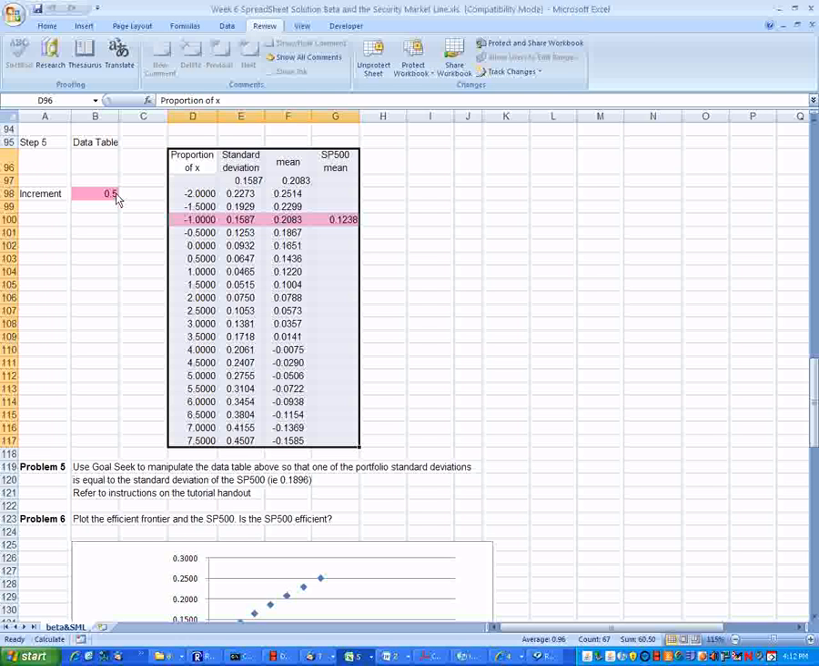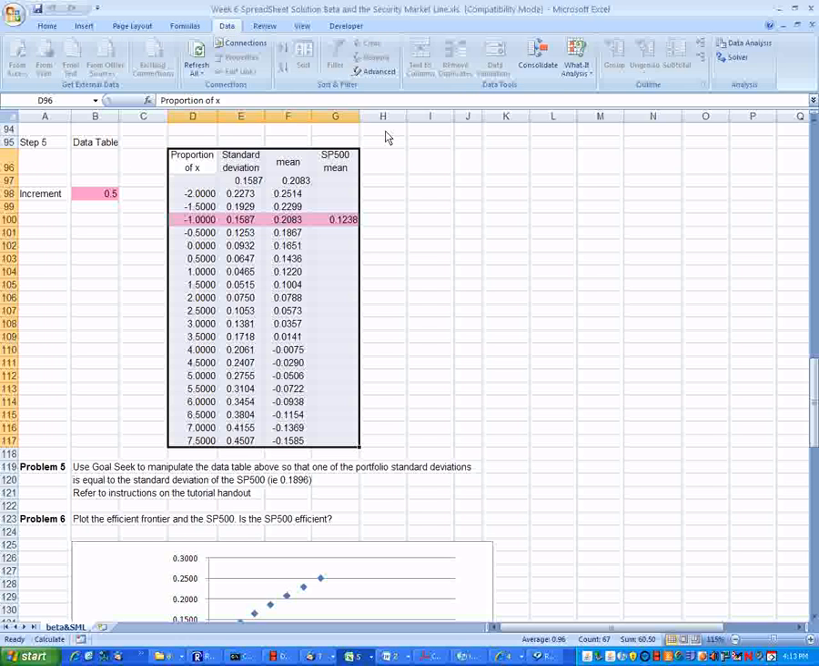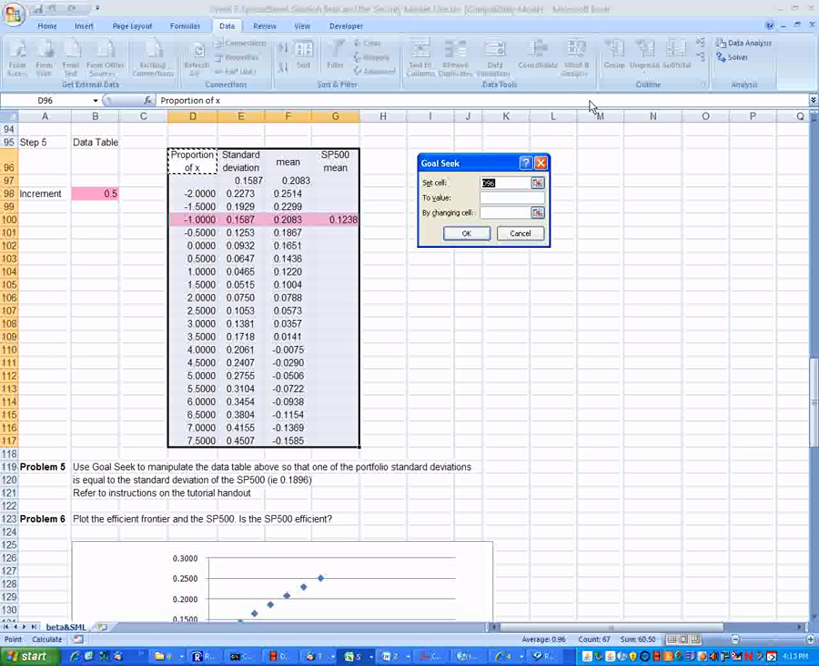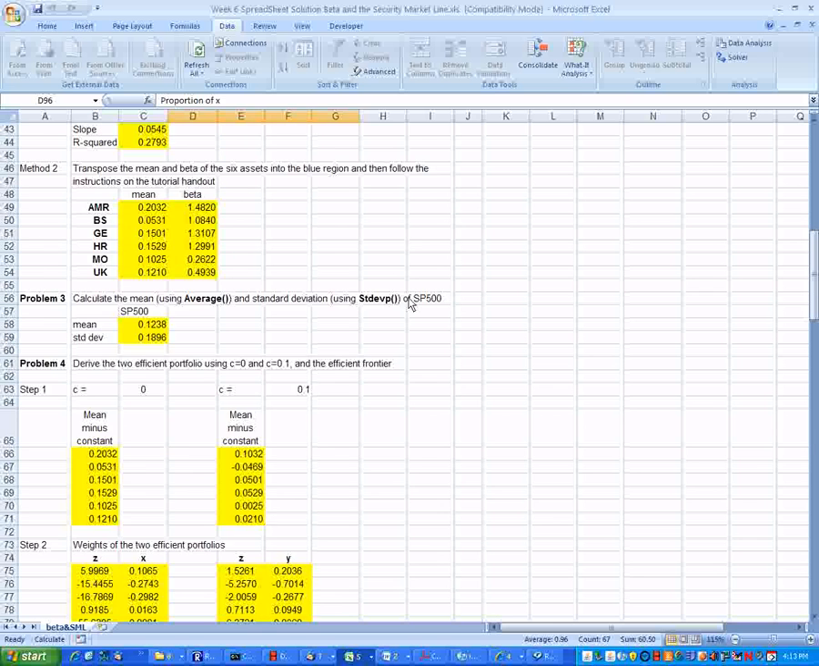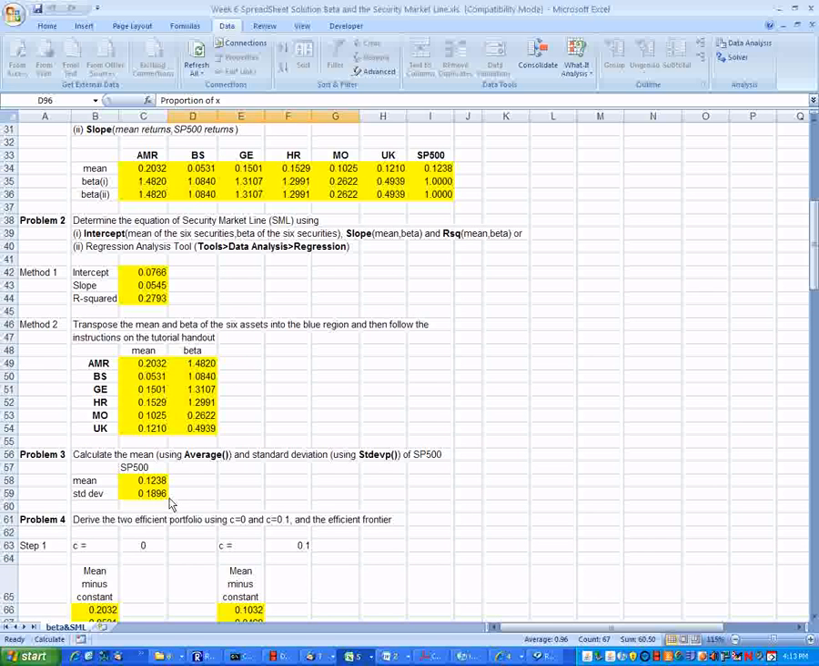Well, what we do is we go into Data, What If Analysis, Goal Seek. And we set this cell, the standard deviation in pink here, cell E100, to a value of 0.1896. Why 0.1896? Because if we go back to problem 3, we can see that the standard deviation of the S&P 500 is indeed 0.1896.